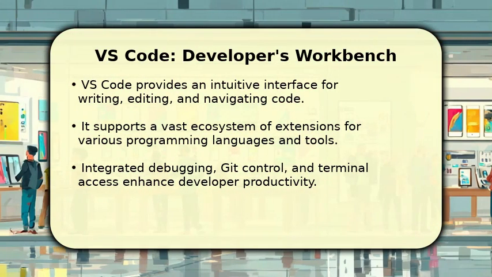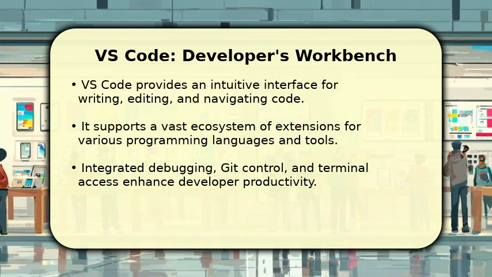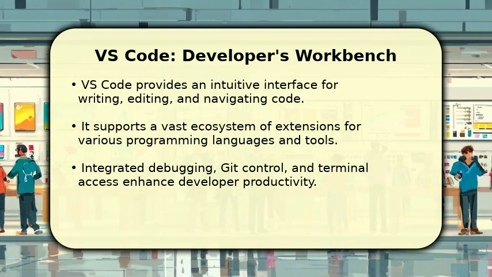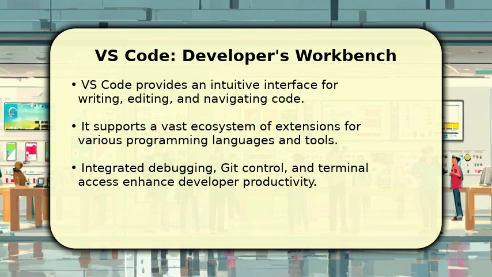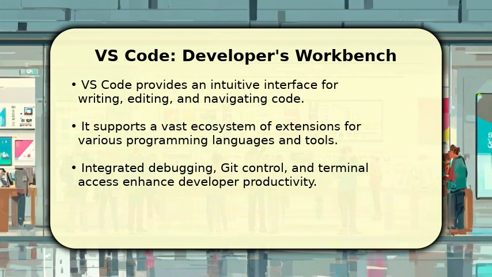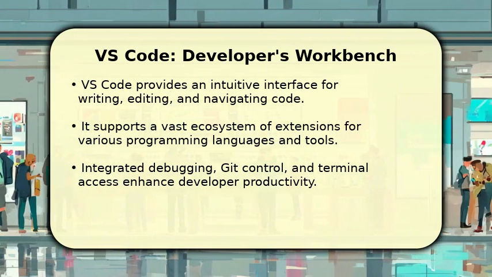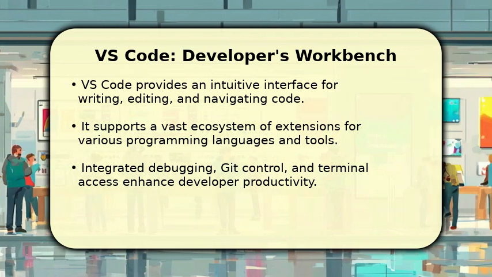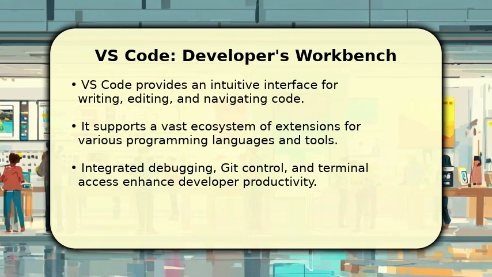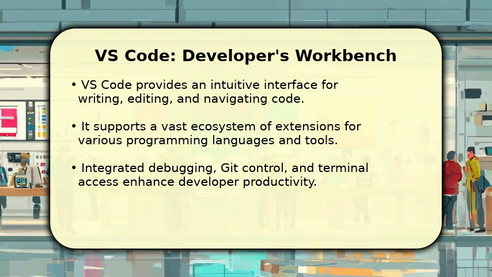Visual Studio Code, or VS Code, is your go-to local development environment. It's a highly customizable and lightweight code editor that supports nearly every programming language imaginable through its extensive marketplace of extensions. From intelligent code completion and syntax highlighting, to integrated debugging and version control with Git, VS Code empowers developers to write clean, efficient code. It's the central hub where you craft your application's logic and user interface before deploying it.